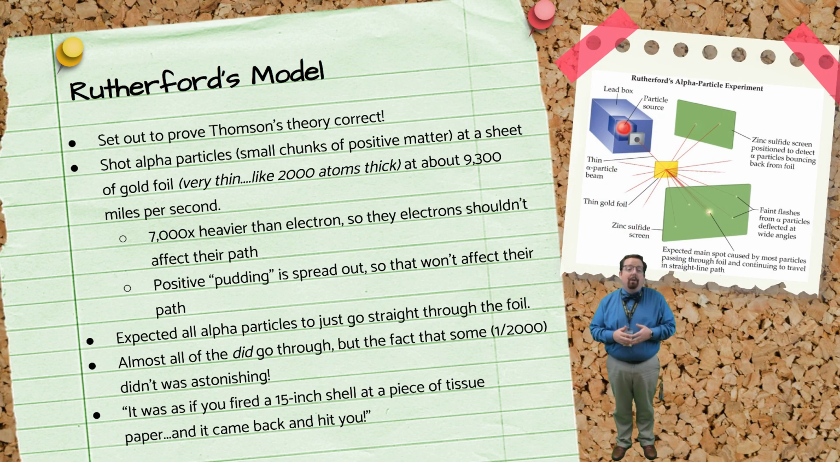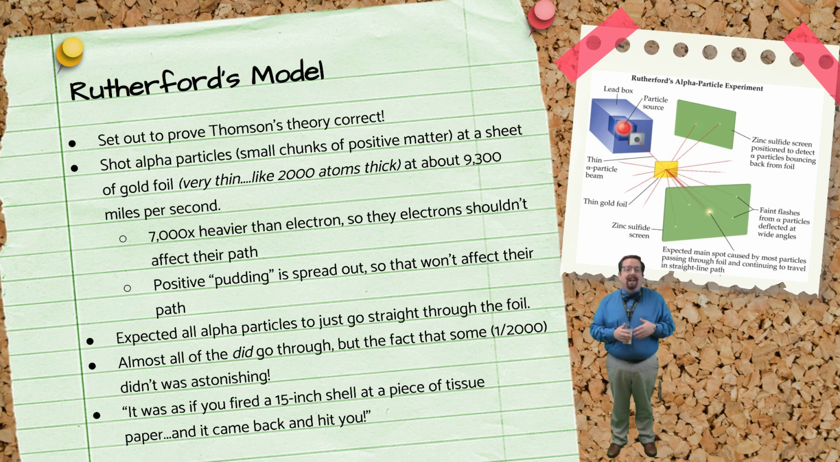Ernest B. Rutherford, who I assume was a super fan of Thomson, set out to prove that Thomson's theory was correct. He did this by setting up an experiment in which he shot alpha particles at a sheet of gold foil. These alpha particles were small chunks of positive matter traveling at about 9,300 miles per second towards a thin sheet of gold that was only about 2,000 atoms thick.